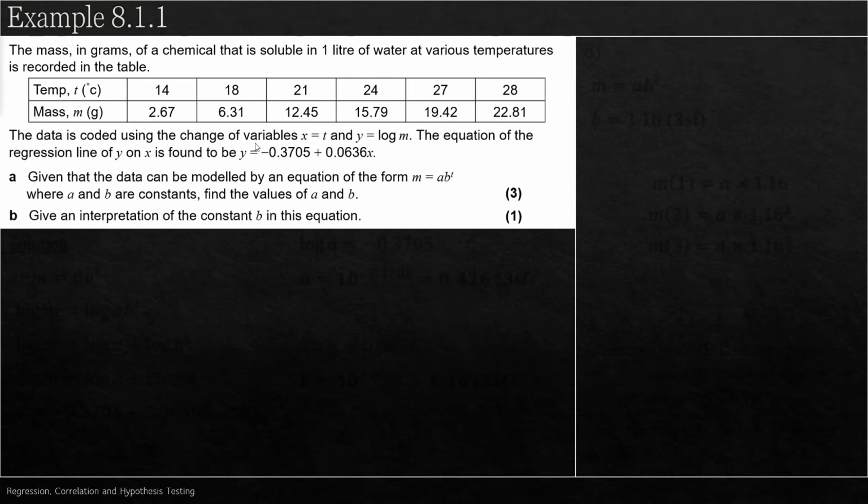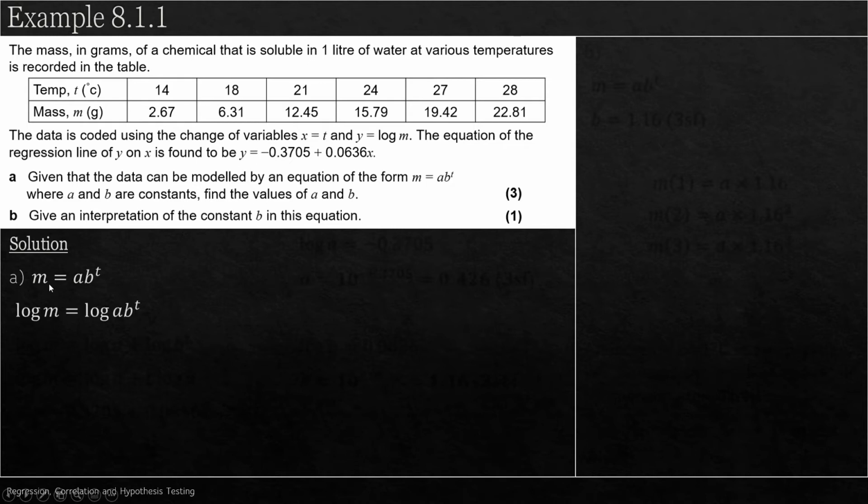Part A, given that the data can be modeled by an equation of the form m equals a times b to the power t, where a and b are constants, find the values of a and b. So we've been told that it can be modeled by an equation of this form. So what I'm going to do is start off writing that form down, and then I'm going to derive the equivalent of the regression line and then compare the numbers to see what a and b would have to be.